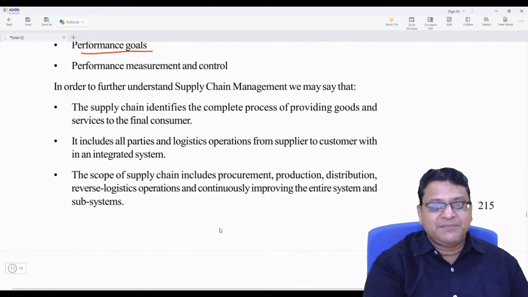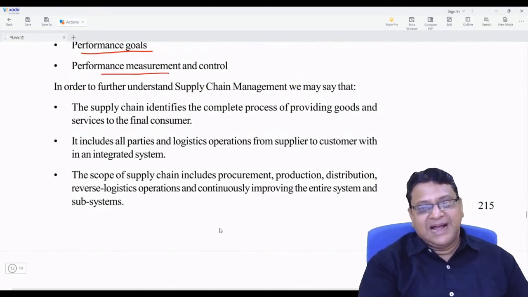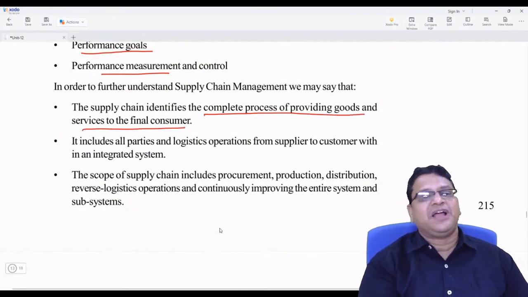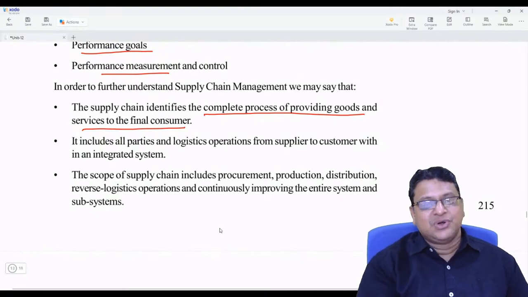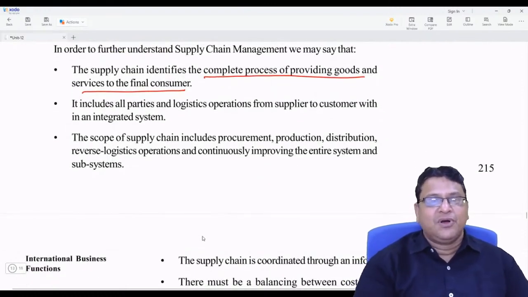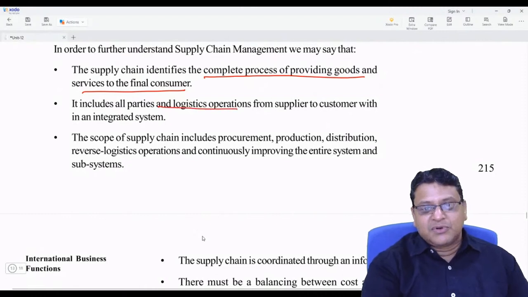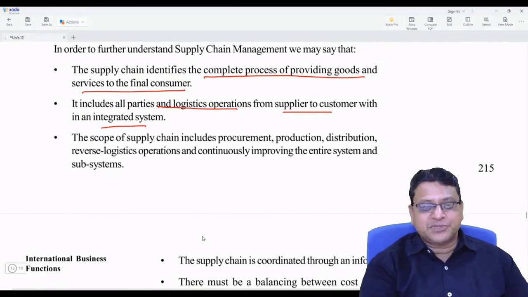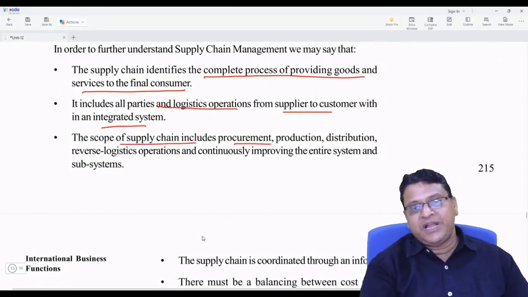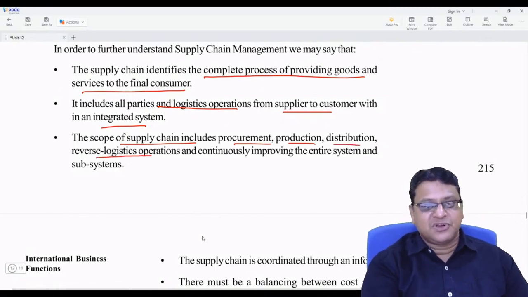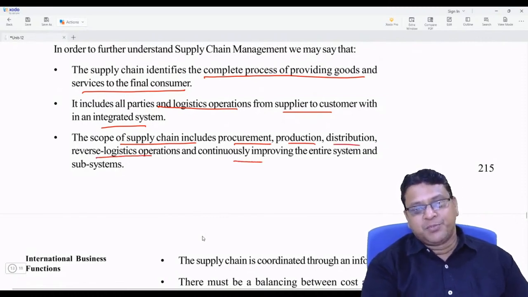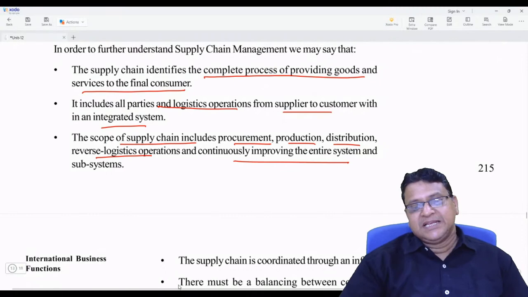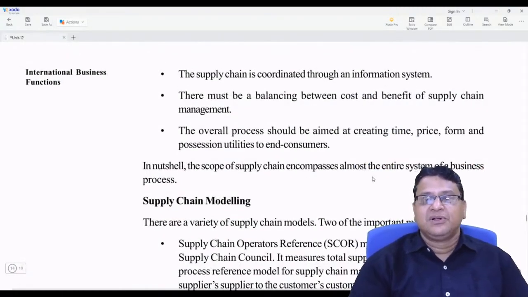So international supply chain management identifies the complete process of providing goods and services to the final consumer. It includes all the parties, all the stakeholders of logistic operation from supplier to consumer in an integrated system. The scope of supply chain management includes procurement, production, distribution, reverse logistic operation, improving the entire ecosystem. The supply chain is coordinated through information systems.